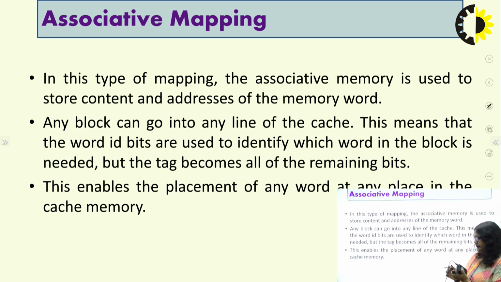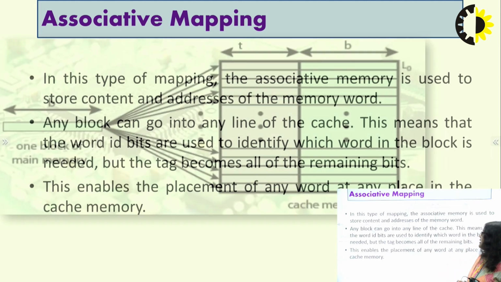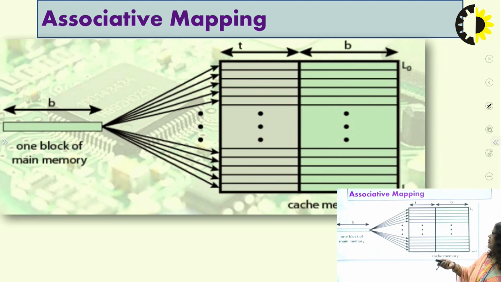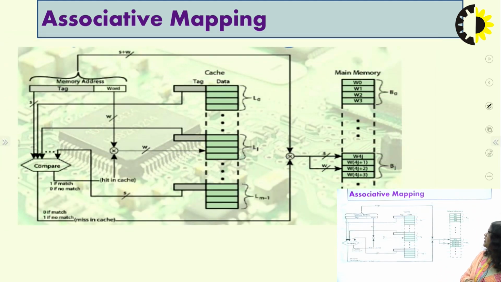But there is also a problem. The problem is what? We have to place any one block of main memory into any one line of the cache memory. So this is the associative memory. In this memory, we compare the data. The diagram is the same as the direct mapping, but some changes are there.